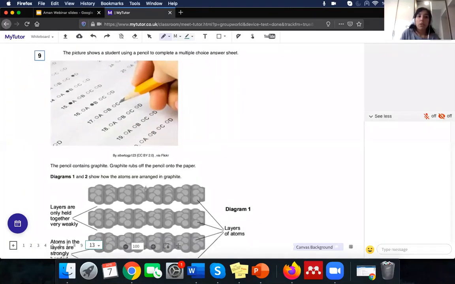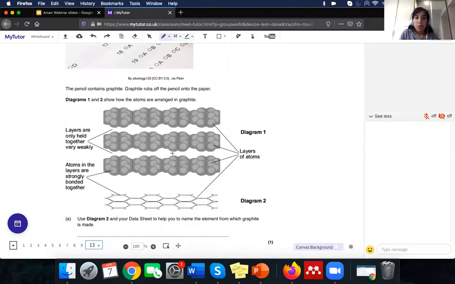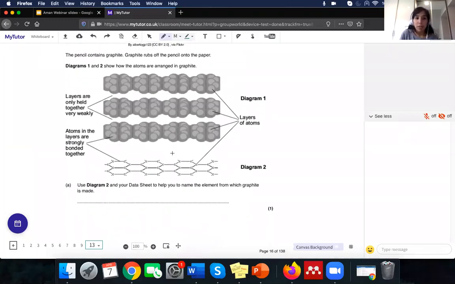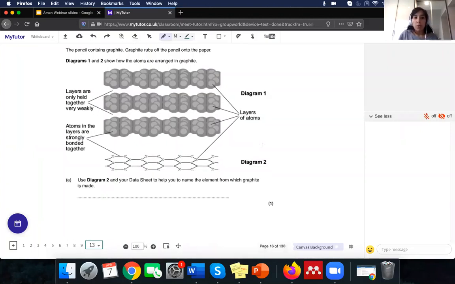So let's have a look at this question then. The picture shows a student using a pencil to complete a multiple choice answer sheet. The pencil contains graphite. Graphite rubs off the pencil onto the paper. So we can see here they've drawn a structure of graphite for you. Use diagram 2 and your data sheet to help you name the element from which graphite is made. So we've just covered that. Does anyone know what element makes up graphite? Yep, excellent. It's made of carbon. Brilliant. So that would be the first answer here.